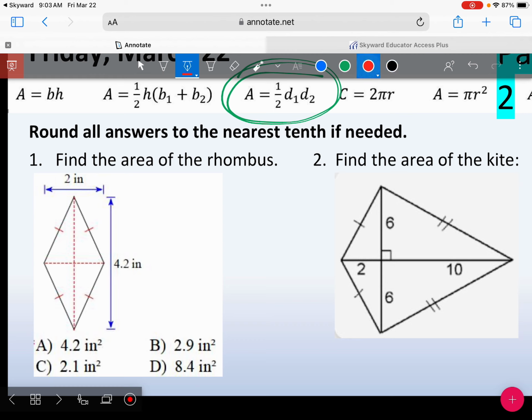And remember, this is diagonal 1. This one is diagonal 2. So use your calculator to select what answer you would pick if this was your test. So 1/2 times 2 times 4.2. So select what you would pick, A, B, C, or D on the test.